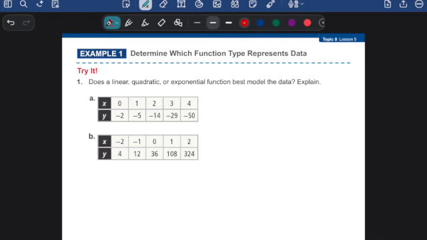So let's try it. What type of function will model these tables? So let's first check our first difference. Going from -2 to -5, I'm subtracting 3. And then I'm subtracting 9. So I know it's not a first difference. It's not linear. So let's keep checking. This is going to be subtracting 15 and then subtracting 21.